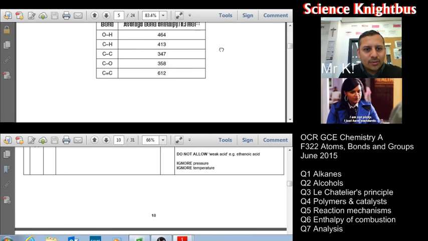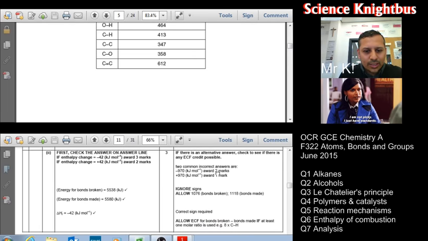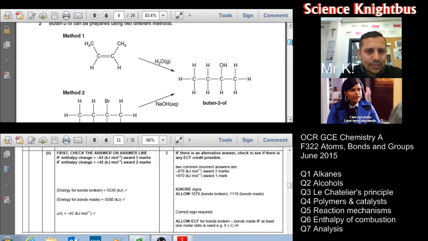So the big thing about this question was that there are multiple answers that you could get for this one. The most common one is minus 970. You could actually get this answer through several methods. Method one: you can get this by counting up all of the bonds in your products, counting up all of the bonds in your reactants, breaking them all up, and then just doing all of the addition.